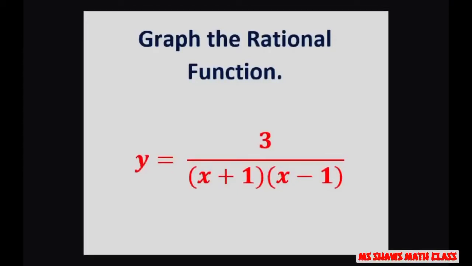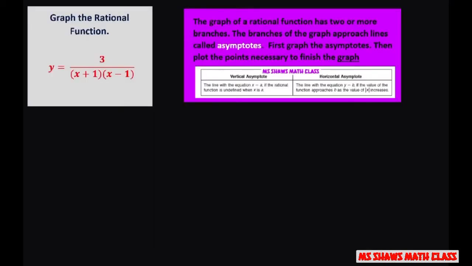Everyone, this is an introduction to graphing rational functions by hand. Here's one problem that's a little different. Since this is an introduction, we're going to do it by hand. We're not using parent functions or anything like that. We're going to look at the branches of the graph as they approach asymptotes.